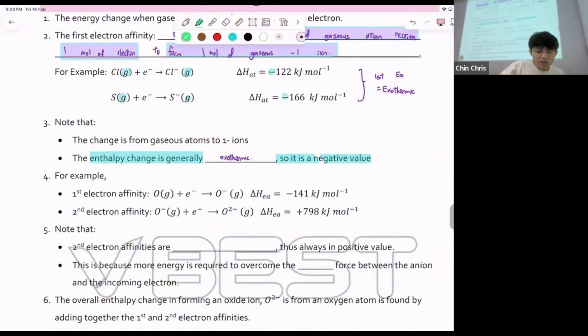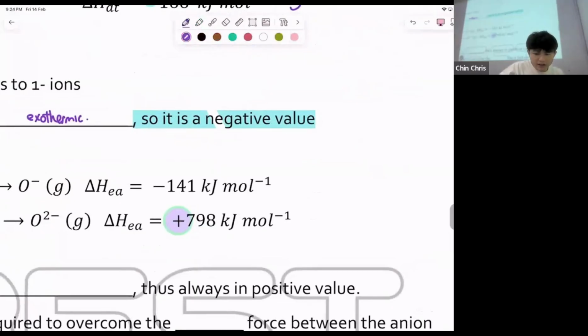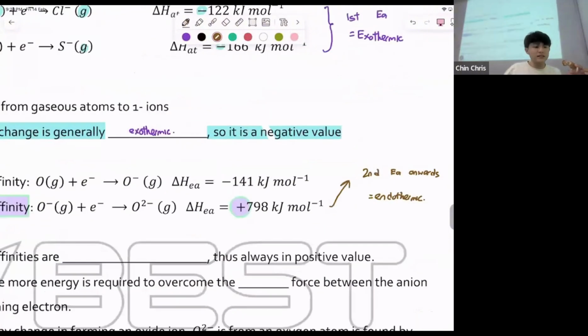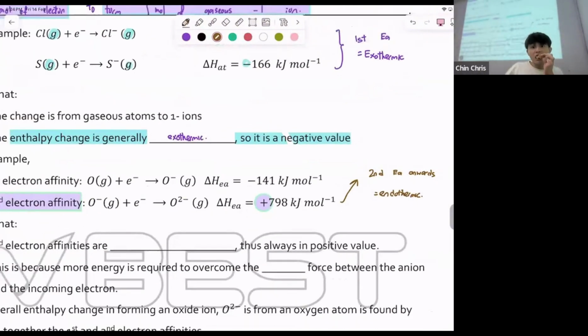All right, guys, next, highlight this second EA, highlight plus, and write it down as second EA onwards. It's going to be endothermic now. Remember, second EA onwards is endothermic.